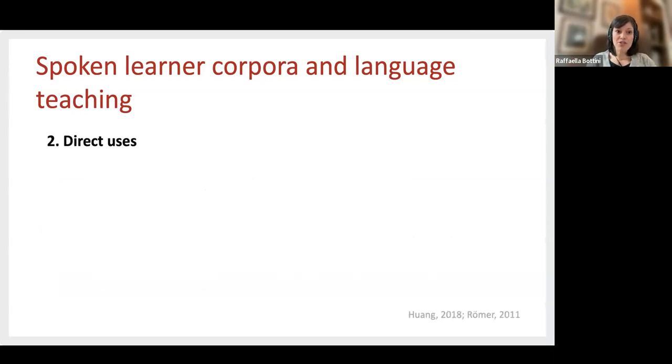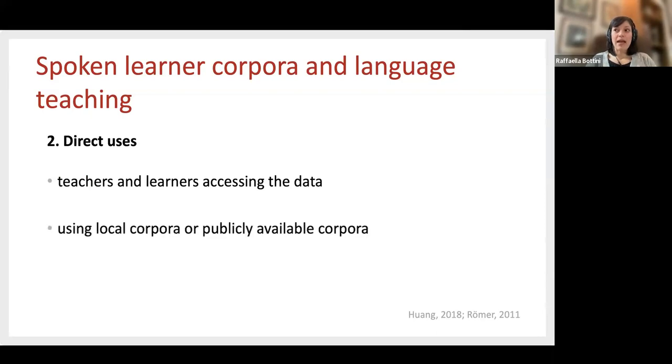The second approach of using corpus data in language teaching is the direct use of data. And this basically involves teachers and learners accessing the data directly, either on a handout that presents concordances or extracts from transcripts, or accessing corpus tools and platforms. And in this case, we can use local corpora or publicly available corpora.